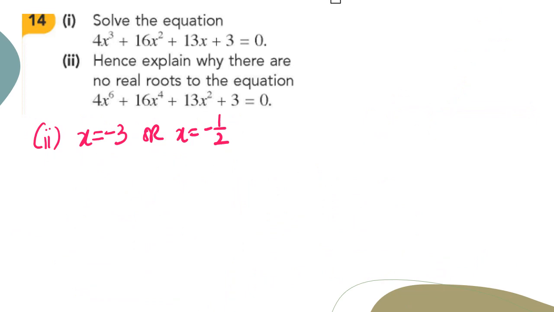Part 1 and Part 2 are related. We have already solved the equation in Part 1, where our solutions are x equals negative 3, or x equals negative half. X equals negative half is the repeated root. So for Part 2, we would have to make use of the answers that we have obtained in Part 1. So how do we make use of it? Right, let's examine what we are given here in Part 2.